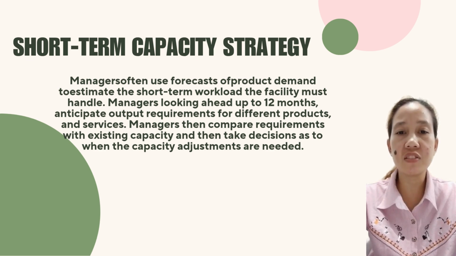Short-term capacity strategy. Managers often use forecasts of product demand to estimate the short-term workload the facility must handle. Managers looking ahead up to 12 months anticipate output requirements for different products and services. Managers then compare requirements with existing capacity and then take a decision as to when the capacity adjustments are needed.